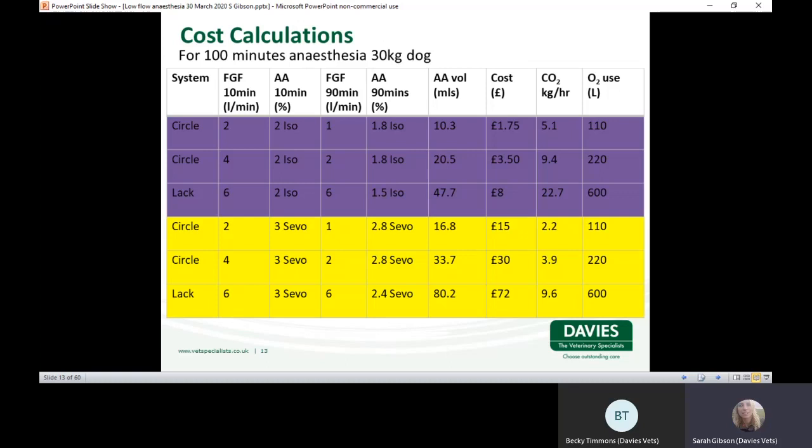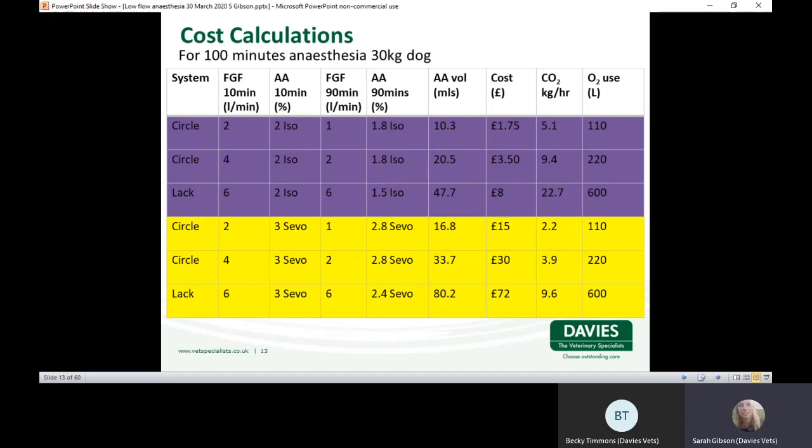So if you look at the anaesthetic volume used, which is the 6th column along, at the different flow rates, the volumes are roughly double with the higher circle flow rates, but massively higher with a LAC. So this is reflected in the volatile costs. Sevoflurane is much more expensive than isoflurane, and so low flow anaesthesia makes sevoflurane a much more cost-effective option.